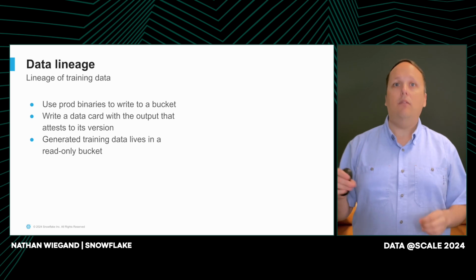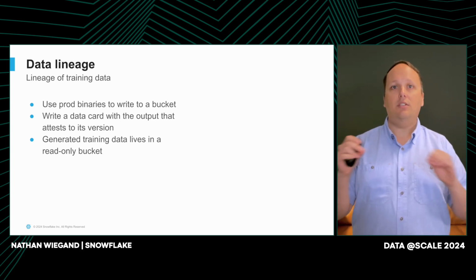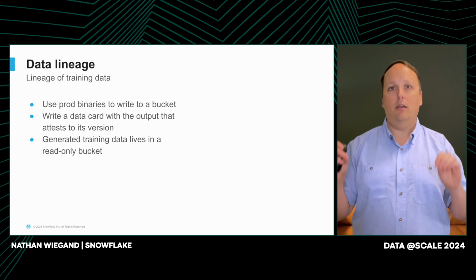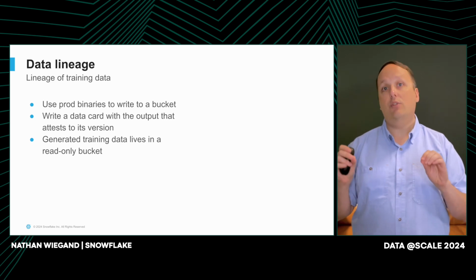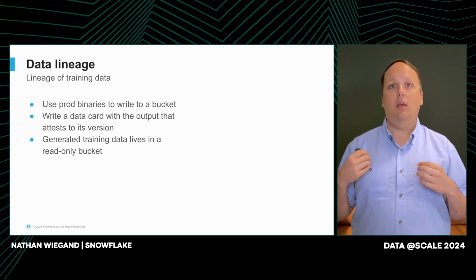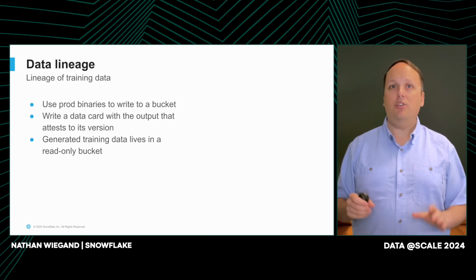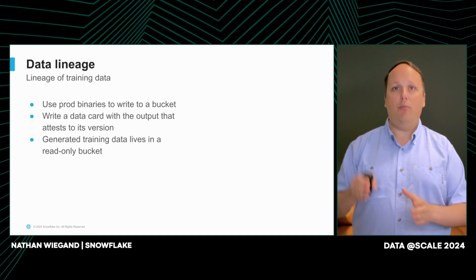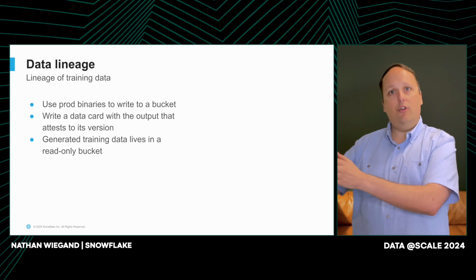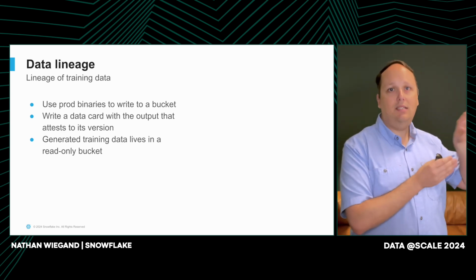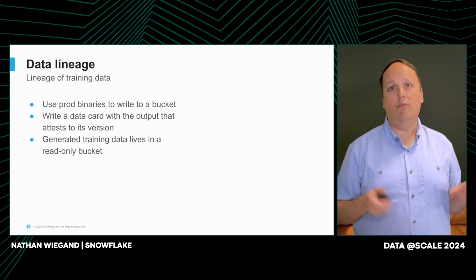Along with the data, the production job annotates or adds a data card that specifies how the data was generated, by what process, and on what date. With this information, we're able to go all the way from the training data that goes into the LLM for training, all the way back to how exactly it was generated, making the whole system fully reproducible.